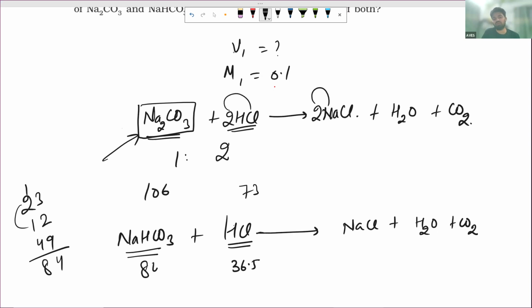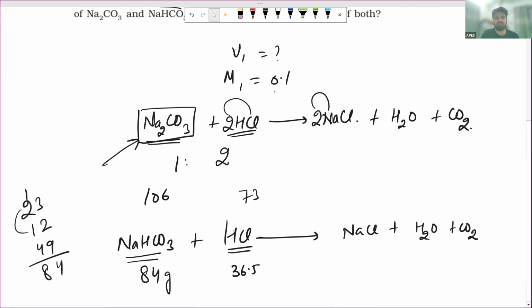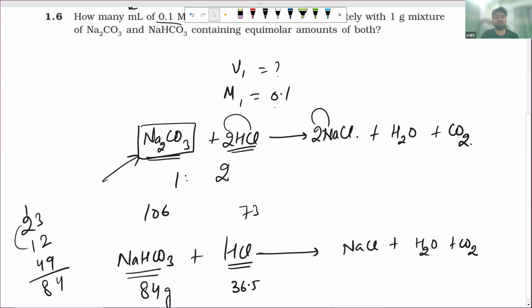Okay, so 84 grams is reacting with this one, and here it is 176. Now, according to the question, we will simply say that they are going to react equimolar.